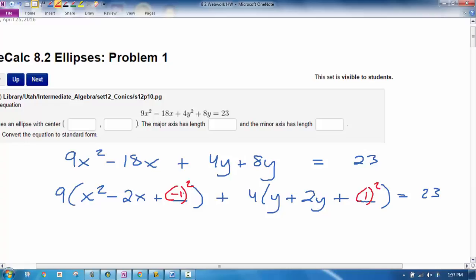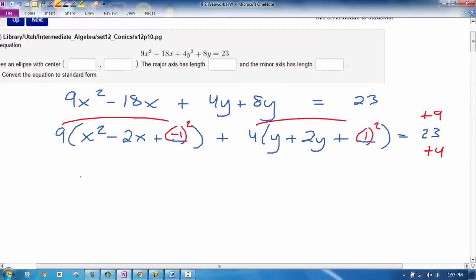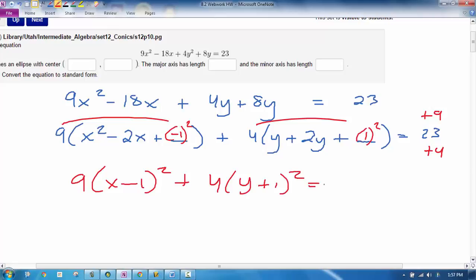So I'm adding 1 inside of these parentheses, but keep in mind that 9 is going to get distributed. So 9 times 1 is going to be 9. I have to add 9 to the right side, and I also have to add 4 to the right side because I'm adding 4 here after I distribute the 4. So when I'm done with this, I get 9 times quantity x minus 1 squared plus 4 times quantity y plus 1 squared equals 23 plus 9 is 32 plus 4 is 36.